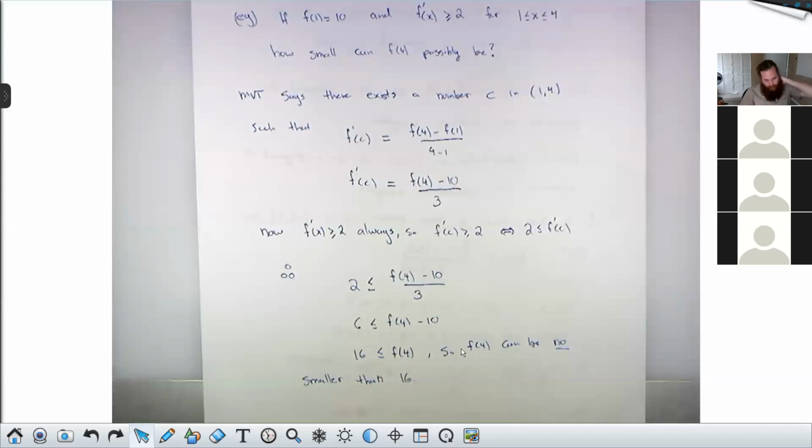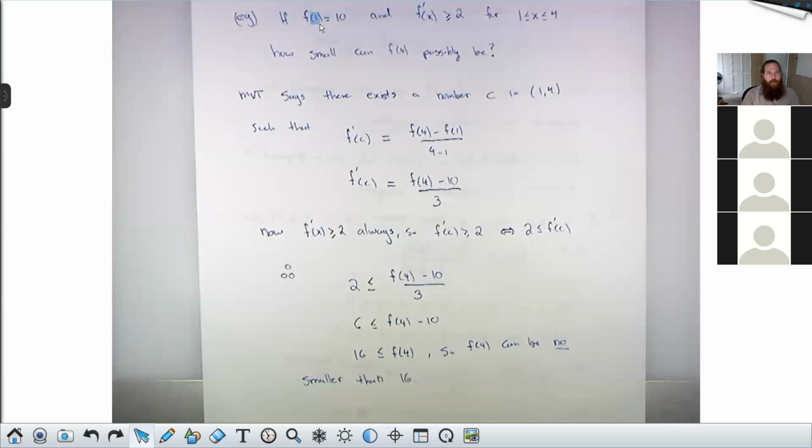This is sort of my favorite style of MVT problem, because it's kind of surprising that you can make this claim about f of 4 given just the information you had. But really what they're telling you is that you're starting at 1, your value is 10, and your rate of change is always at least 2. So for every 1 you go over, you have to go up at least 2. Maybe you go up more, but for every 1 you go over, you've got to go up at least 2.